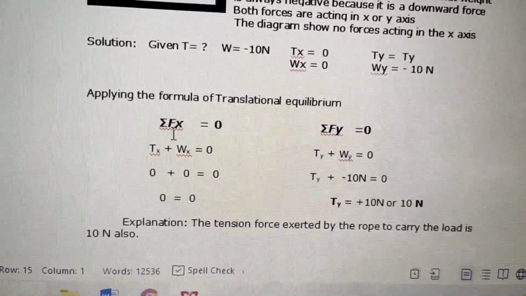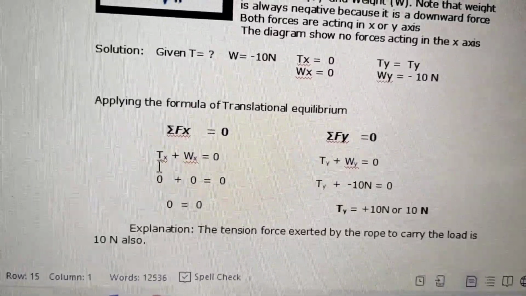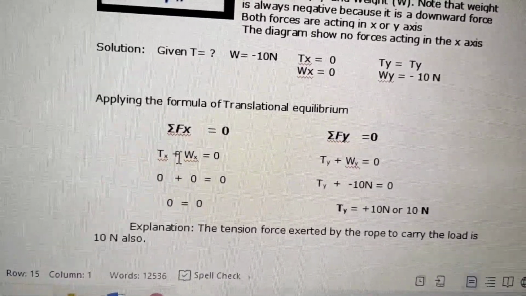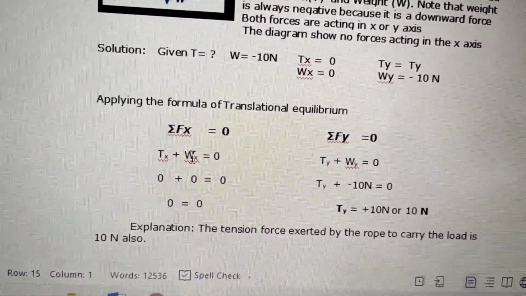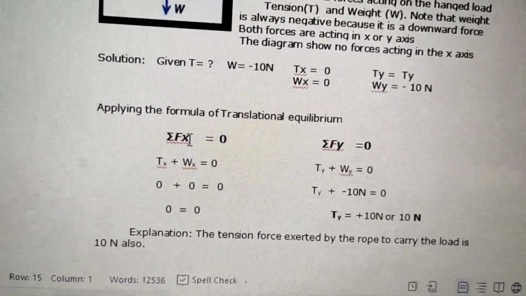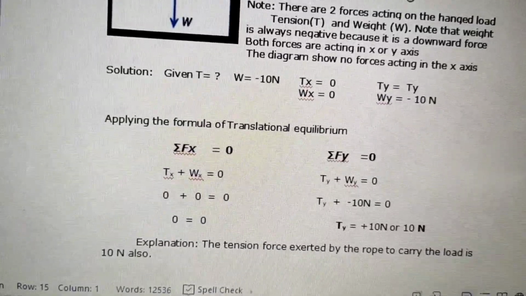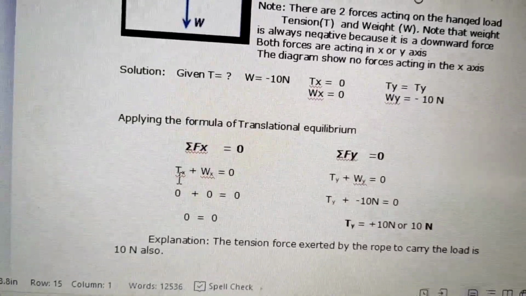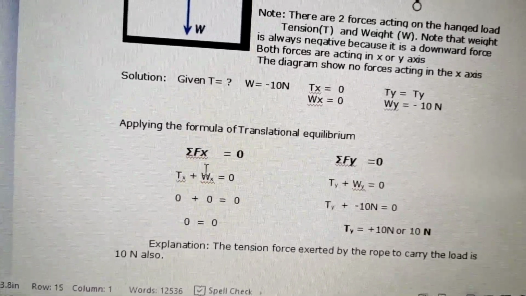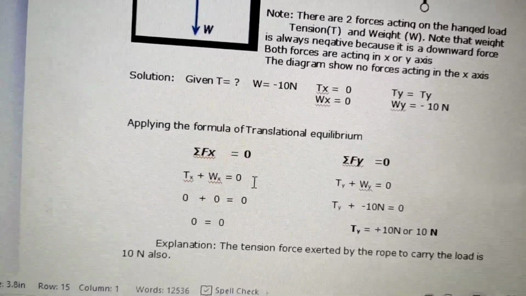Summation of all the forces in the x-axis is equals to 0. So under this summation, we have your two forces, the Tx plus Wx, I should say. So, summation of all the forces in the x-axis. Lahat ng forces na nandito sa x-axis. Okay? Pagsamasamahin natin, kasi summation, sum. So, plus siya. Tx plus Wx is equals to 0.